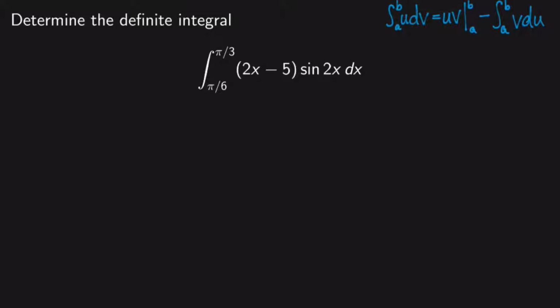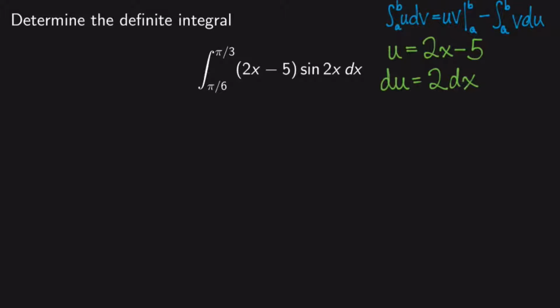And so now I have to choose my u and my v. And I'm thinking sine of 2x, it's equally easy to take the derivative or the integral, so I'm not sure whether that should be u or dv. But this guy here, 2x minus 5, if I take the derivative once, I get 2, and so I think that's probably better. So I think that 2x minus 5 should be u.